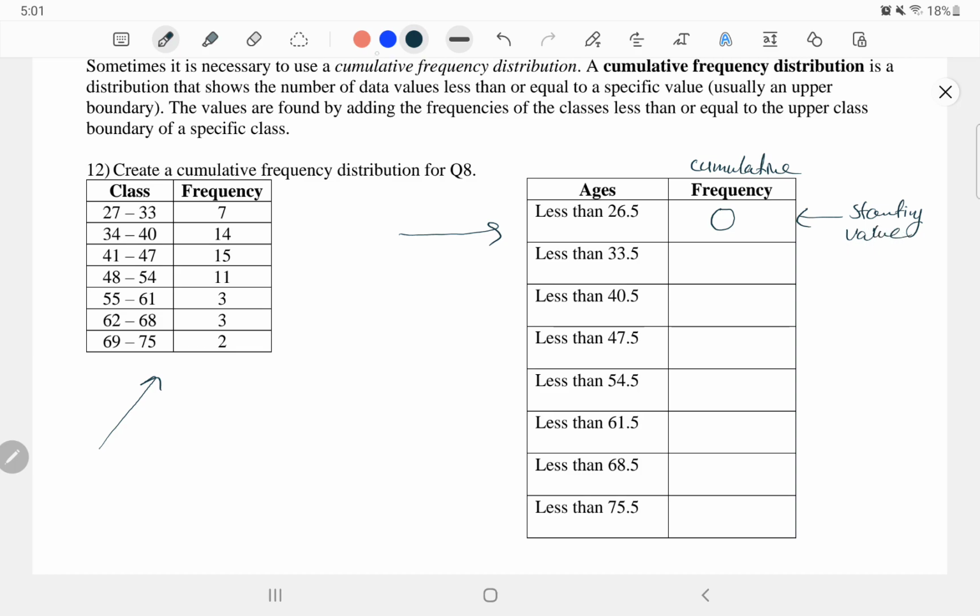Now, how many values are less than 33.5? Look at your first class. This first class goes from 27 to 33. These values right here, these values here are less than 33.5. And they have a frequency of 7, which means there are 7 values that are less than 33.5.